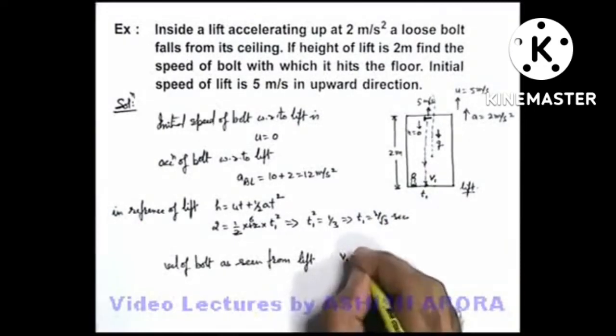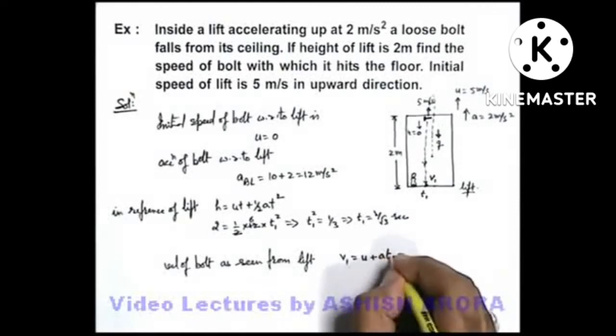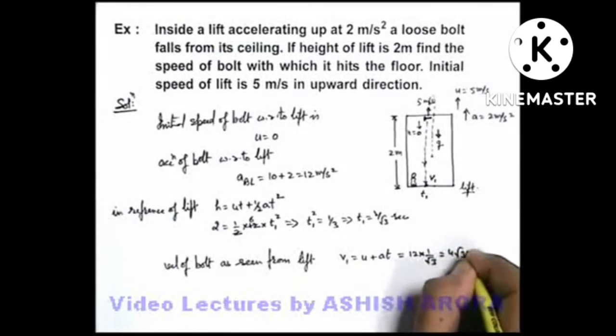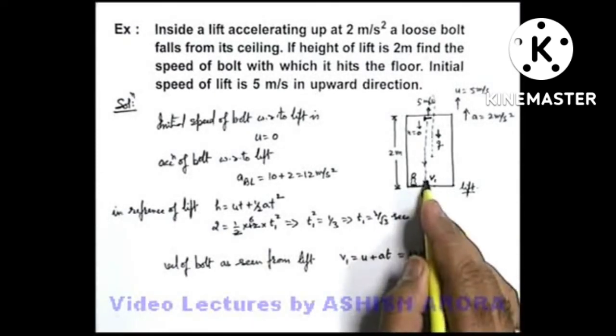So we can simply write v1 is equal to u plus at. In this situation we'll take u as 0, so this will be just at, that will be 12 into 1 by root 3 second, that will be 4 root 3 meters per second, which is the velocity of the bolt in the reference frame of the lift which this observer will see.